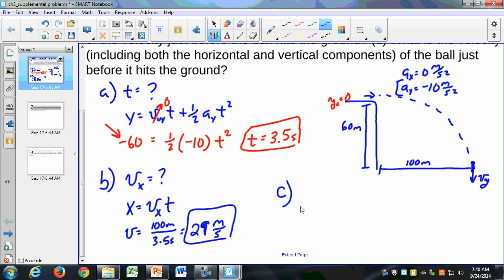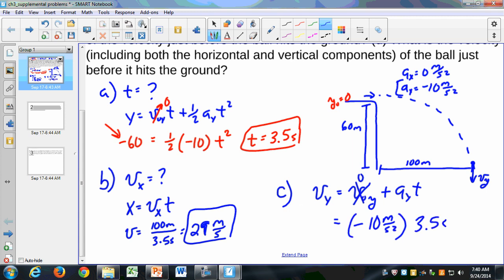If you want to use the formula, you can think about it in this way. Vy is equal to V naught y plus Ay t. V naught y is 0, so that's just negative 10 meters per second squared, times 3.5 seconds. That's equal to negative 35 meters per second, the negative coming about because it's in the downward direction.